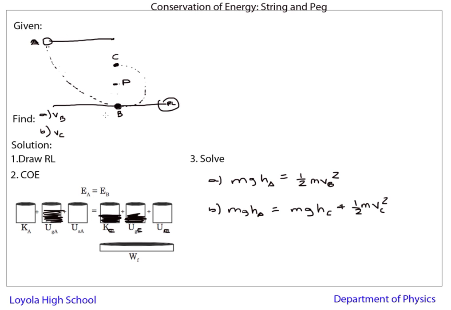So here's a type of problem where we have motion from a high point to a low point, where gravitational potential energy is transferred into kinetic energy, and this peg is a little tricky part to it. But again, all we do is consider heights from our reference line and velocities, and we can solve for the unknown quantities.